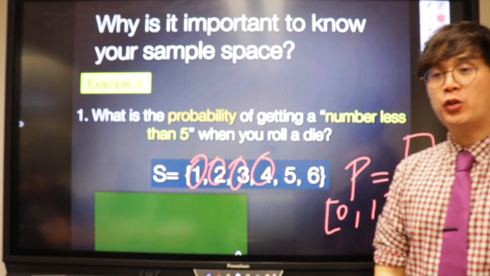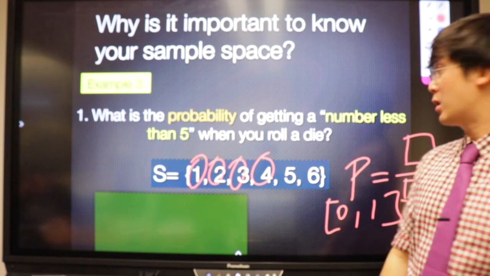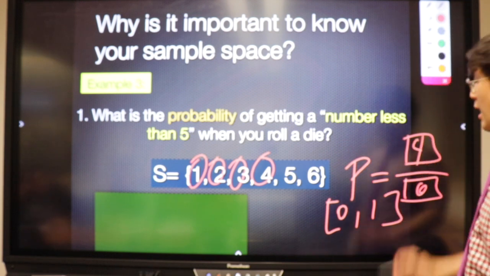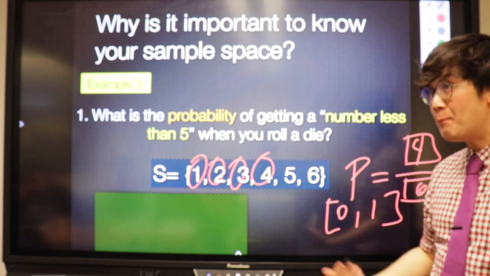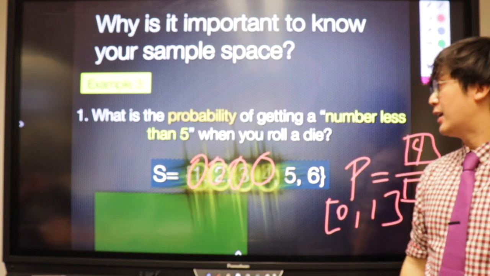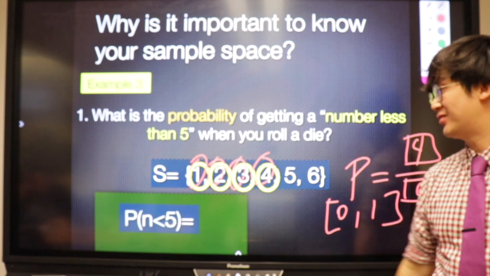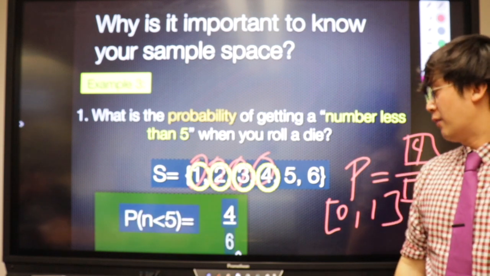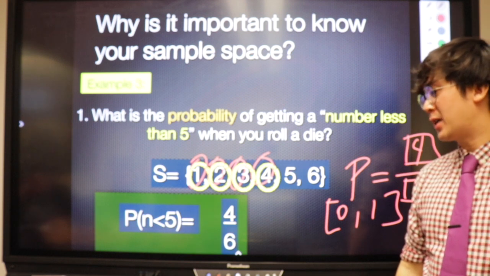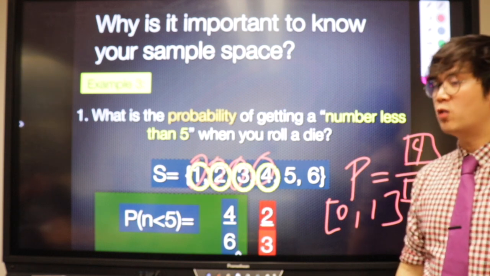We have 4. So numbers 1, 2, 3, and 4 will be our number of success. So the probability of this particular event happening in statistics is going to be 4 out of 6, which we can also simplify, right? 4 out of 6, if we simplify it, is going to be 2 over 3.